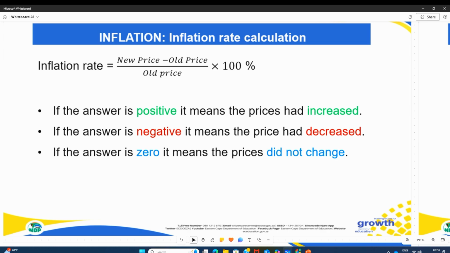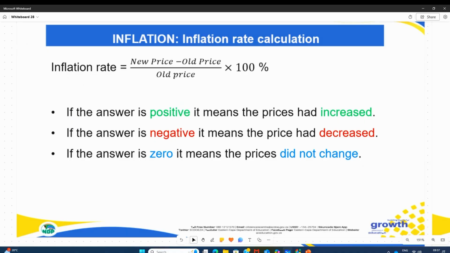So the next possible question, I mentioned, could be the calculation of the inflation rate. Now I need to give you a hint on that one. Once it says inflation rate, they are not looking at the price. They're not wanting a price from you. They want you to determine the percentage. So now let us look at our formula here.